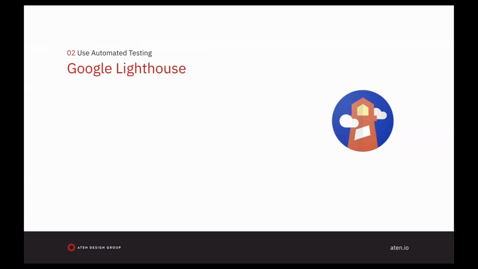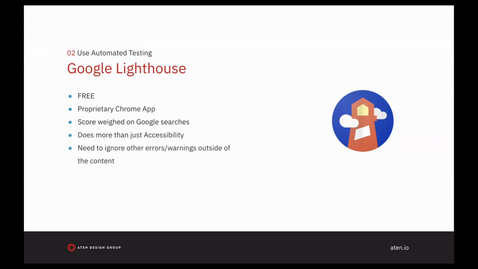Google Lighthouse is also another really easy one and it's free. If you have Chrome, you have access to it. You just need to right click on your website, go to inspect, and then go to Lighthouse, and you can do it in there. The score is supposedly weighed on your Google searches, so make sure you're doing well there. It does more than just accessibility. It does performance, best practice, and SEO. And again, similar to Wave, you do need to ignore other errors and warnings outside of the content. However, it's pretty helpful in general.